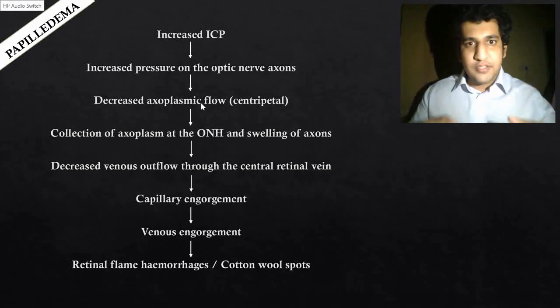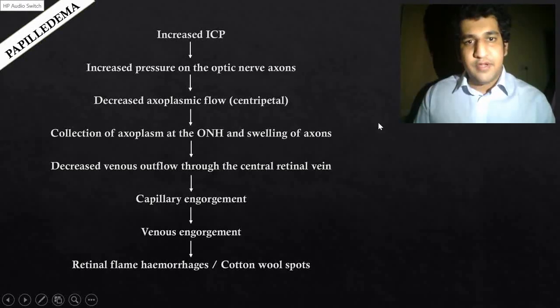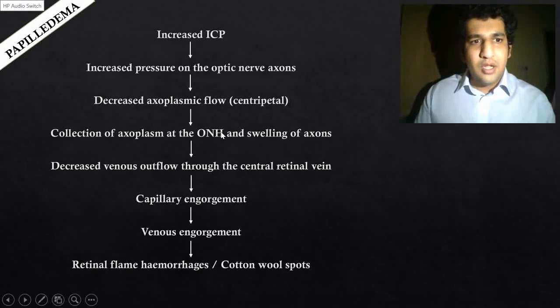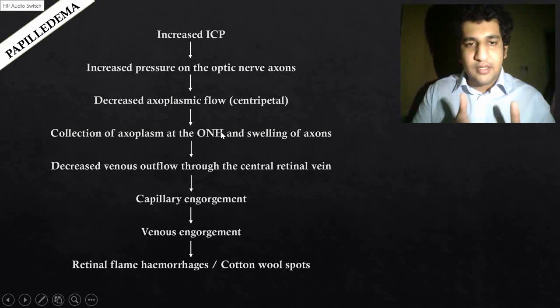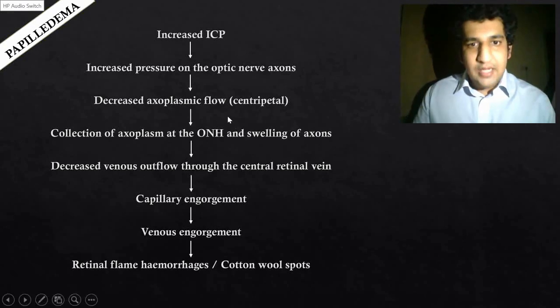The routine axoplasmic flow that occurs from the periphery to the CNS is going to be hampered. Now if that flow is hampered, the axoplasm is all going to collect in the optic nerve head, and that is what is perceived as optic disc edema, or what we call papilledema. So what is papilledema per se? Papilledema is disc edema in raised ICP. You'll have other causes of disc edema that we'll come to, but in raised ICP, it's called papilledema.